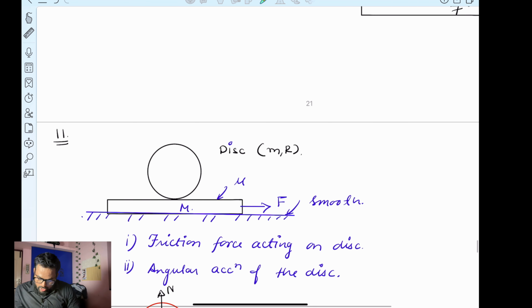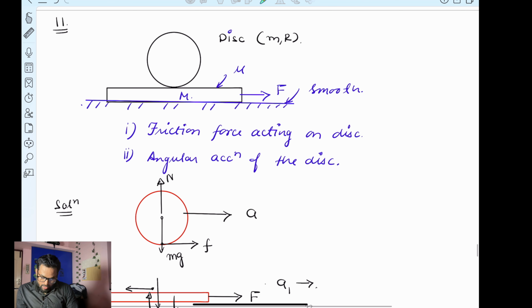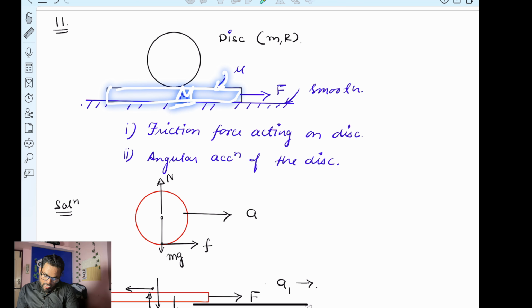So let's see the next question. The question says that we have a disk of mass m, radius r, which has been placed on a plank. The mass of the plank is m. This plank is placed on the ground, which is smooth, and the plank is being further pulled by a force F forward.